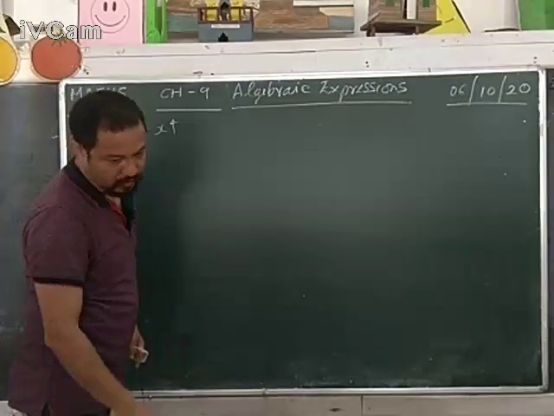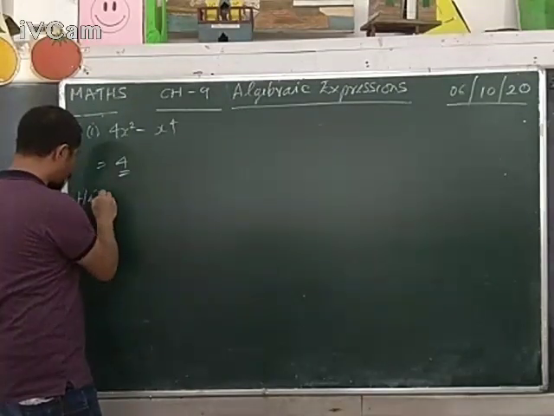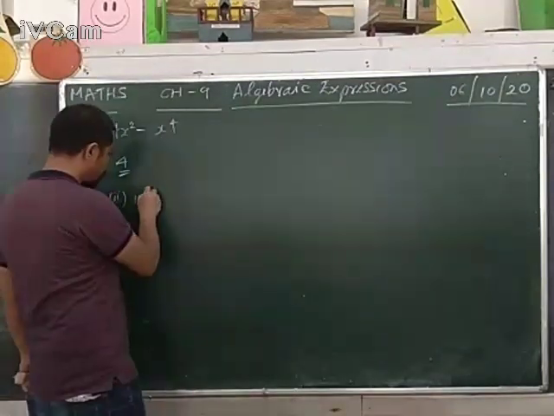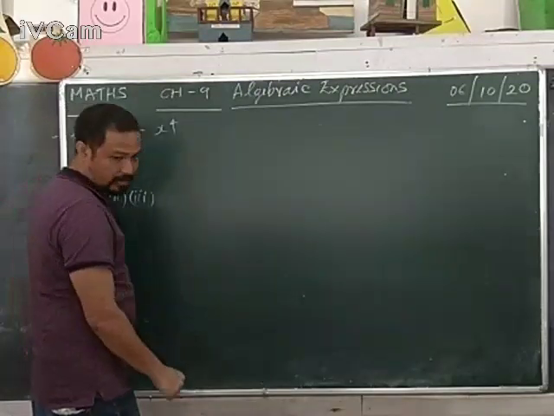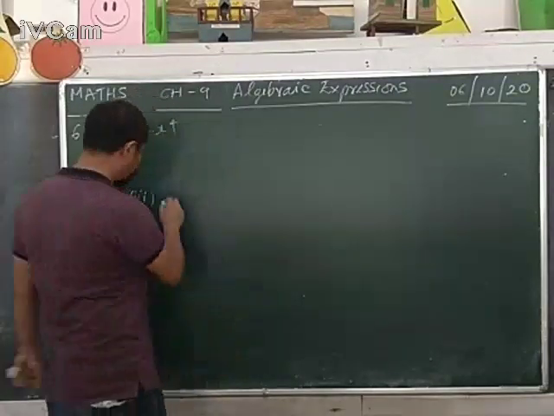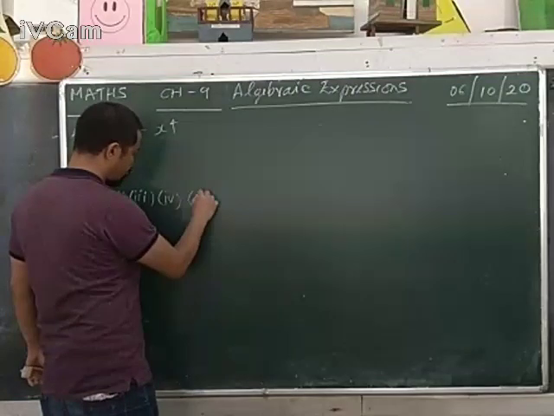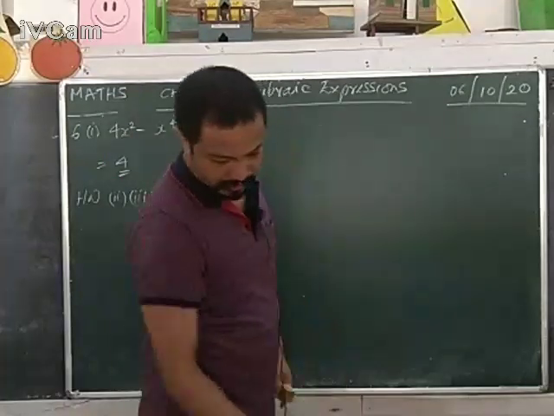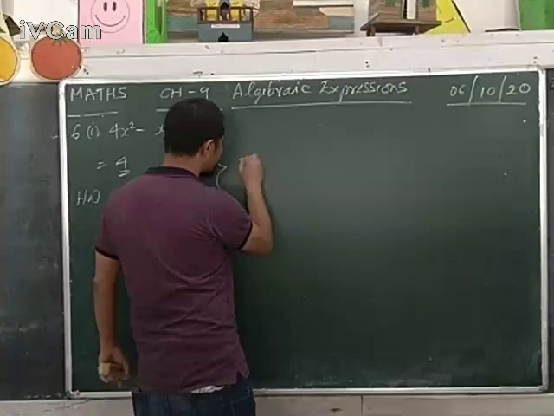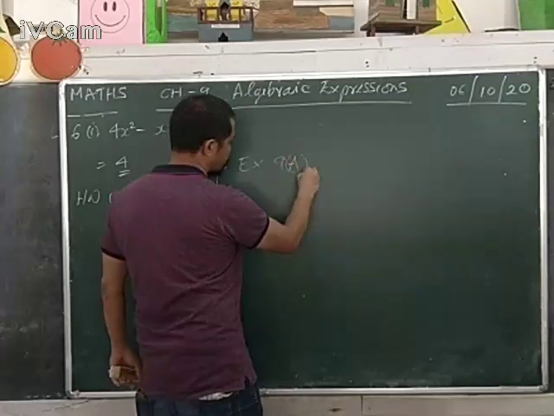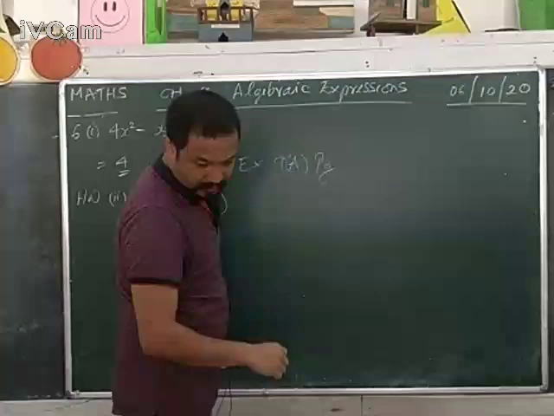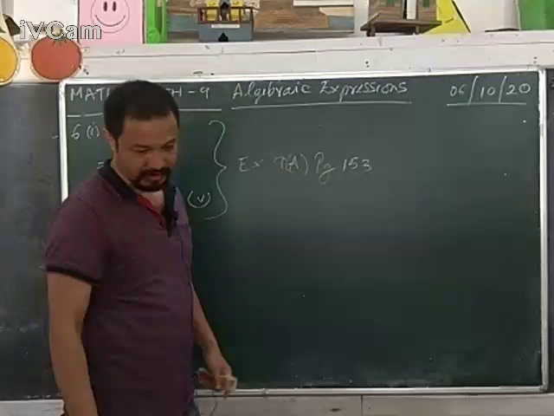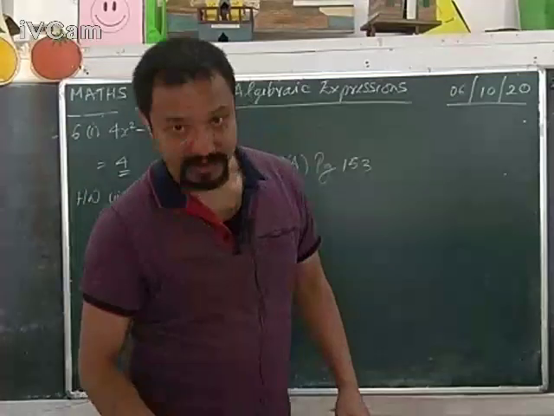Your homework is number 2, number 3, number 4 and number 5. This whole thing is going to repeat again. Exercise 9A, page number 153. Okay, children, with this we come to the end of exercise 9A.